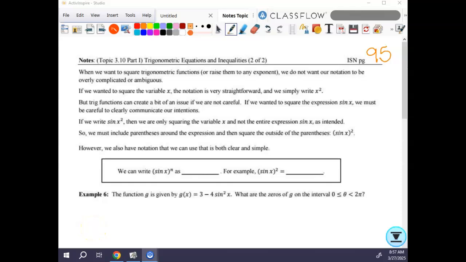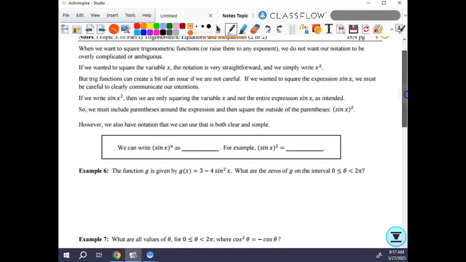Okay, so yesterday we solved some equations. We're going to get into a little bit more of the solving. This says inequalities, but it's really just equations, and I messed that up too. All right.